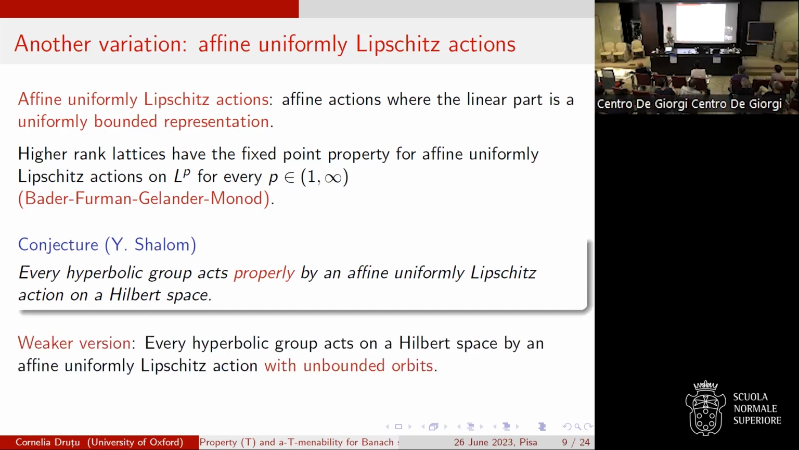And there is also a weaker version, and that one is still open for pretty much everything. If we're less greedy and we don't ask for proper actions, but we just ask for actions with unbounded orbits, it becomes: every hyperbolic group has an action on a Hilbert space by affine uniformly Lipschitz transformations with unbounded orbits. This one is also open. And there is only one case that is known, lattices of isometries of the quaternionic hyperbolic space. This is due to Nishikawa, actually fixing a pre-existing attempt of Julg. So this is how things are. Conjecturally, in this situation as well, the hyperbolic groups will stop having this property, but very little is known up to now.